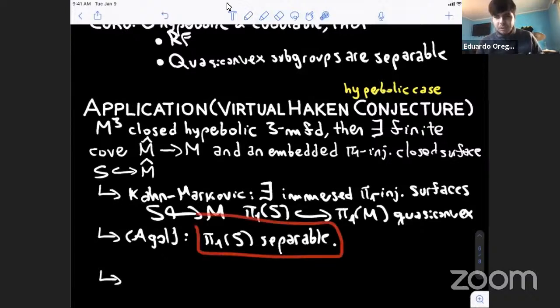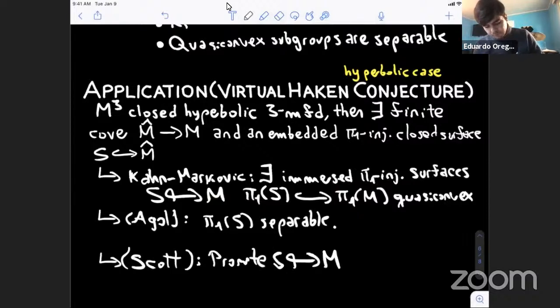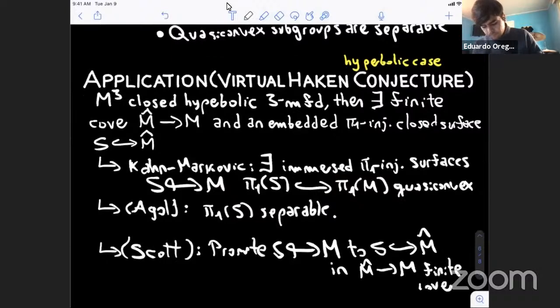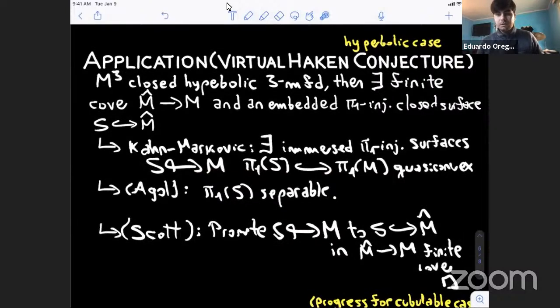Okay, and this summarizes this long path. First we show that this group is cubulated, then we prove that this group is virtually special, and then virtual specialness gives us separability of quasi-convex subgroups. So this subgroup is separable. And once we get this, we apply Scott's criterion. So we can promote this immersion to an embedding in a finite cover. So this theorem looks trivial once we know this, but it is highly non-trivial. This is the way this theorem was proven.